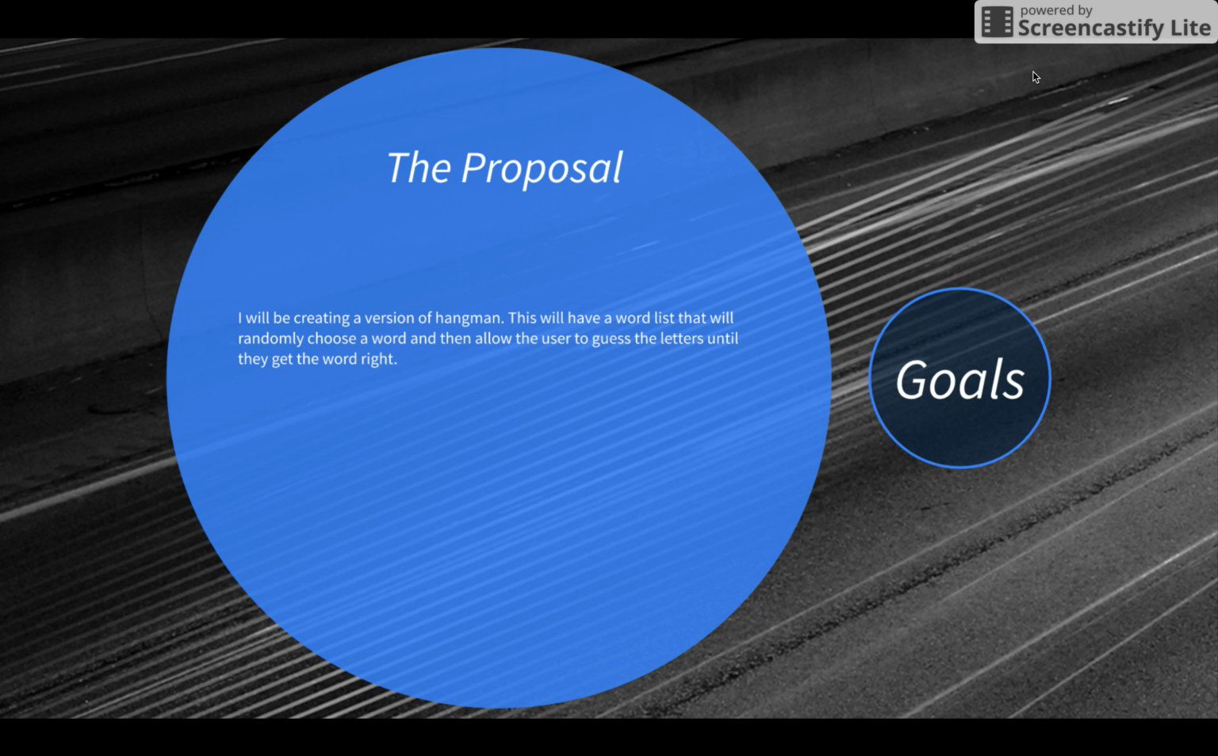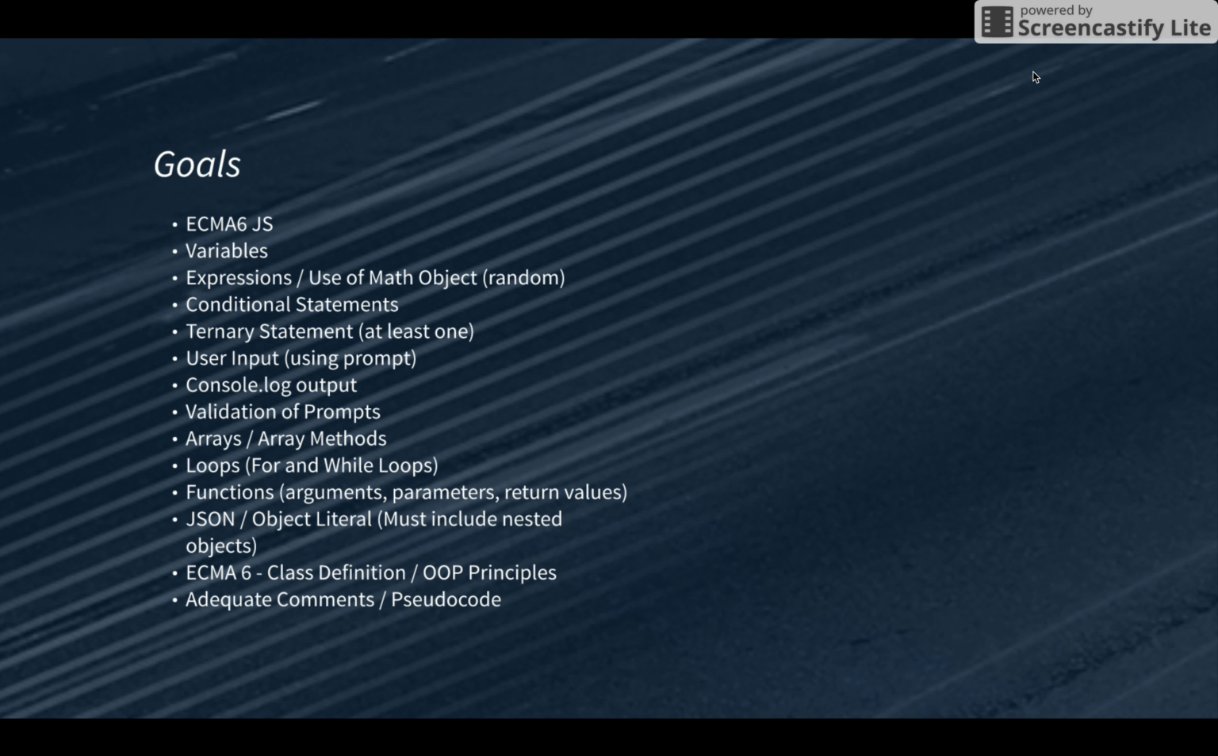This was probably where I spent the most time trying to brainstorm and come up with an idea that would meet the requirements. I chose to make a version of the old game Hangman. This will have a word bank and randomly choose a word and then verify each letter entered by the user until finished. And we've got the goals here of the game. There wasn't one of these goals that was particularly harder than the others. It was just difficult to include all of them into the program, but we were able to do so.